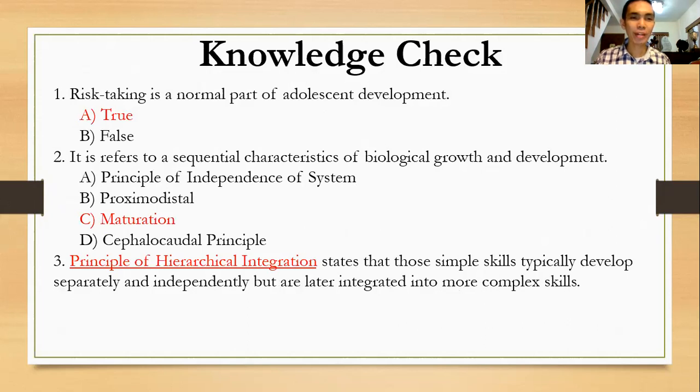Okay, let's check if we got the correct answer. All right, so number 1 is true. Risk taking is a normal part of adolescent development, and maturation refers to a sequential characteristic of biological growth and development. And the principle of hierarchical integration states that those simple skills typically develop separately and independently but are later integrated into more complex skills.